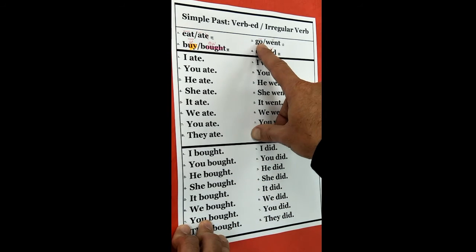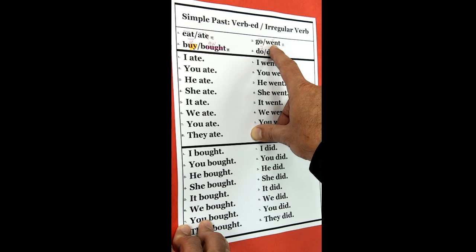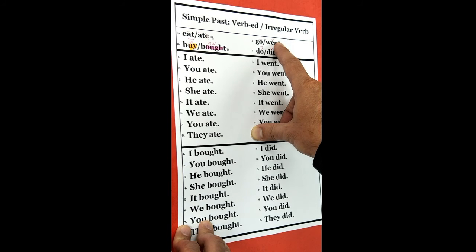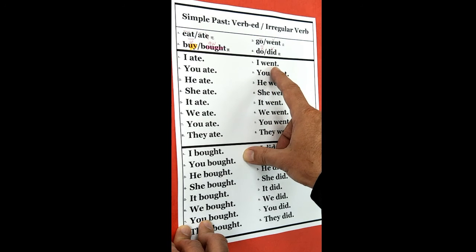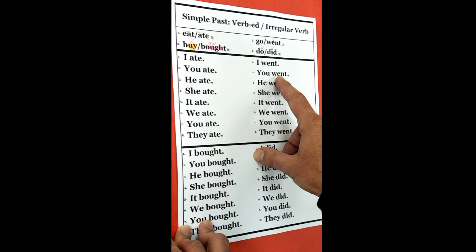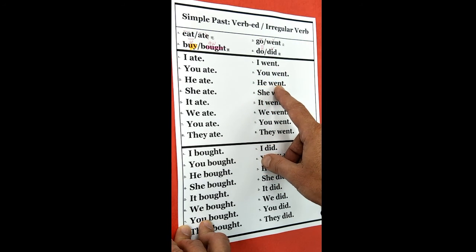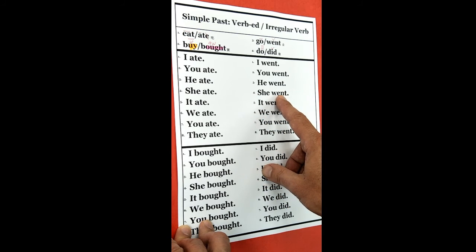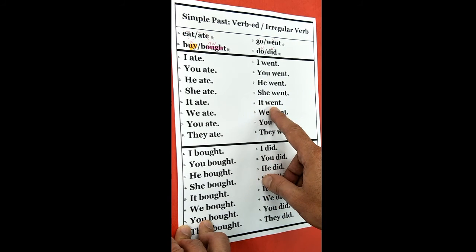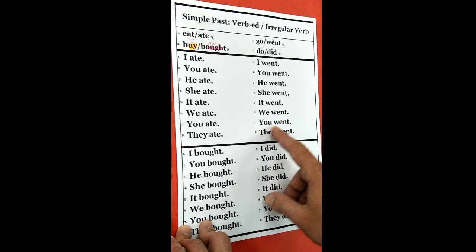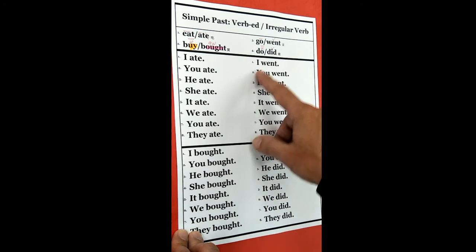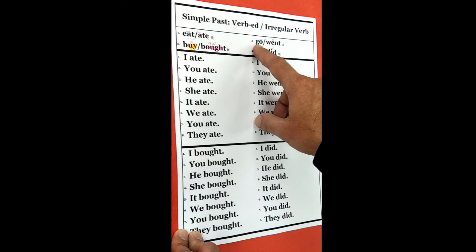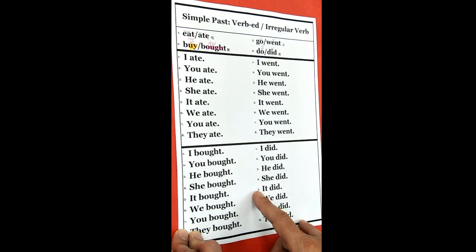Number 3, go, went. Went is the past tense. Go, went. 1, I went. 2, you went. 3, he went. 4, she went. 5, it went. 6, we went. 7, you went. 8, they went. All right, that's the irregular verb, go, went.